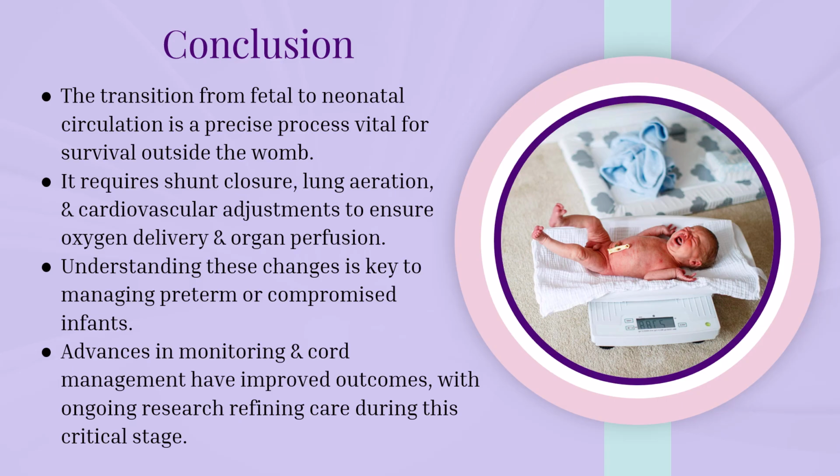As an overall conclusion, the transition from fetal to newborn circulation is a precise process vital for survival outside the womb. It requires shunt closure, lung aeration, and cardiovascular adjustments to ensure well-oxygenated delivery and organ perfusion. Understanding these changes is key to managing all babies, but in particular preterm and compromised infants. Advances in monitoring and cord management have improved outcomes, with ongoing research refining the care during this critical process.